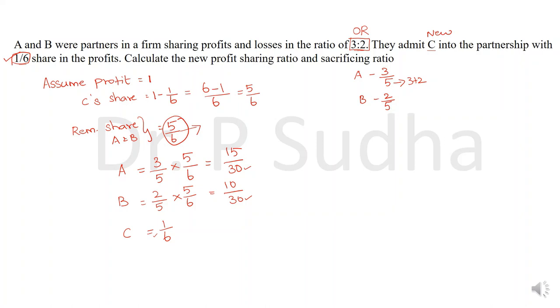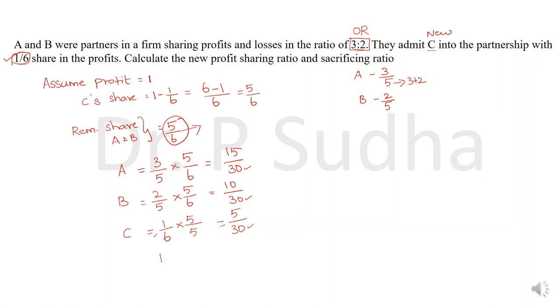If I have to bring the denominator to 30, what should I do? I should multiply 6 by 5. 6 into 5 will give me 30. So I am multiplying by 5 with both the numerator and the denominator. Numerator also I am multiplying by 5 and denominator also I am multiplying by 5. The answer that I get is 5 ones are 5, 6 fives are 30. So now the common denominator is 30 in all the cases.